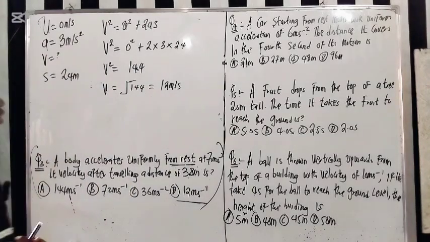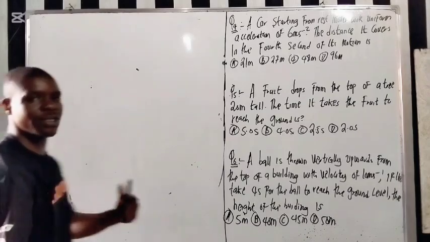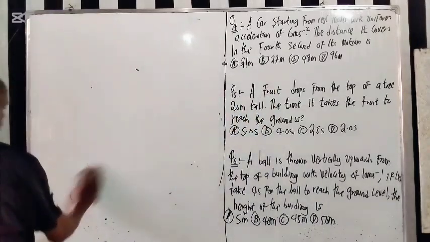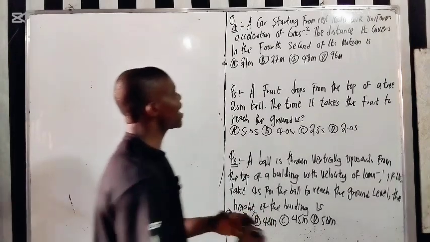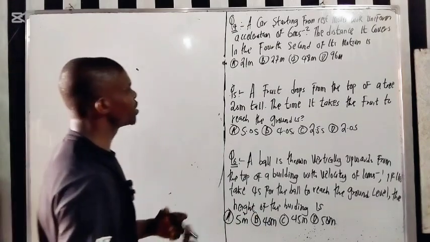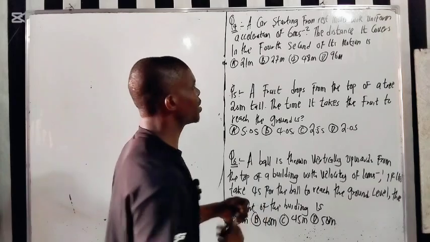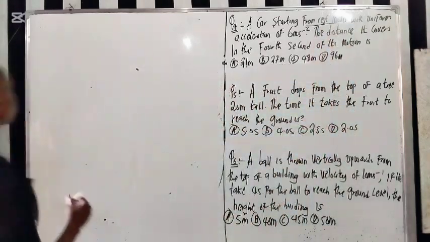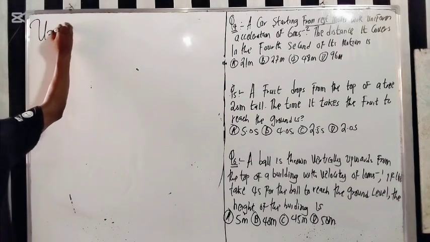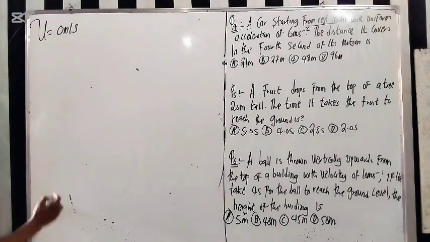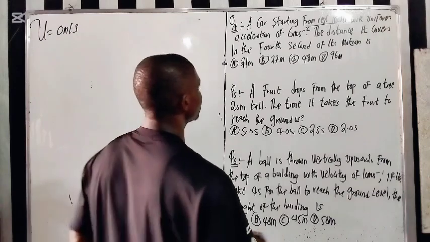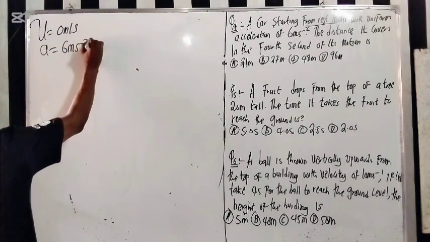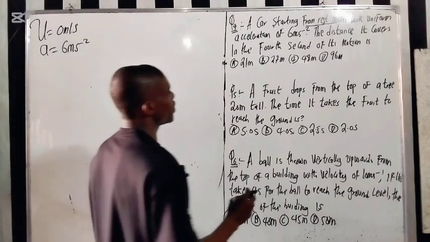So let's move to the what? Question 4. But then you solve it. So you have a car starting from rest, moving with uniform acceleration. So remember when they say that a body starts from rest, my u is what? What is my u? My u is 0 meters per second, right? Then the acceleration, which is a, is what? 6 meters per second squared, right? The distance covered in 4 seconds.